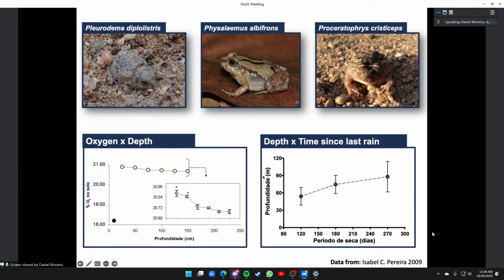And what we also know is that the longer the dry period, in the bottom right graph, I apologize, again, this is in Portuguese, but I'll translate it now. We have in the x-axis the time since the last rain, and in the y-axis the depth in which animals are found. So we have this tendency of finding animals deeper as the dry season advances. So animals are not exposed to environmental hypoxia, and they appear to move vertically as the dry season goes by.